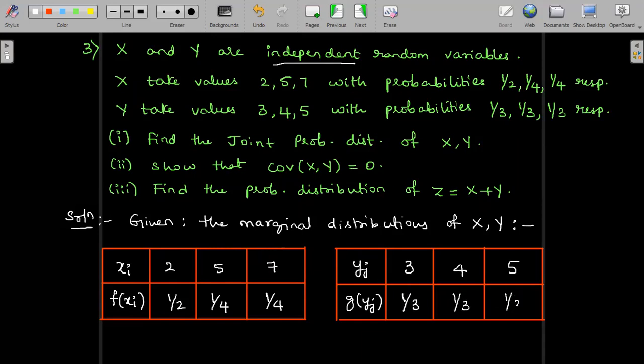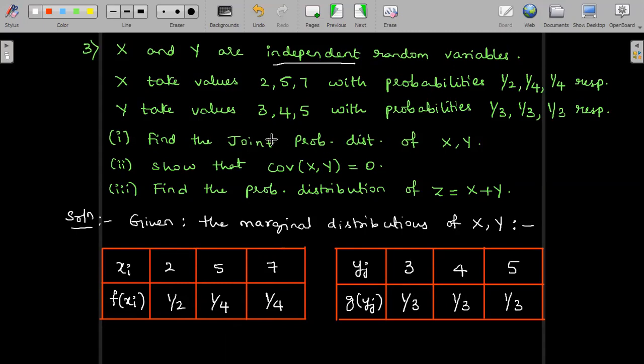We observe that the sum of these probabilities g of Yj is equal to 1 and the sum of the probabilities f of Xi is also equal to 1. It is just for our observation's sake. Now this is the marginal distribution that is given for us. The table was not directly given for us. The set of values of X and its probabilities, and the set of values of Y and its probabilities were given. Keeping that, we have written the marginal distributions of X and Y.